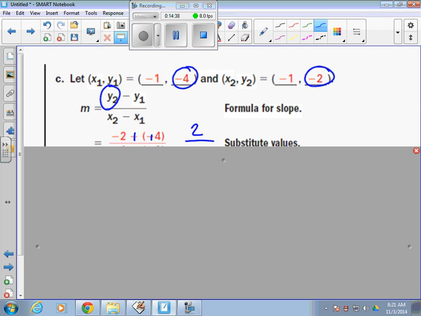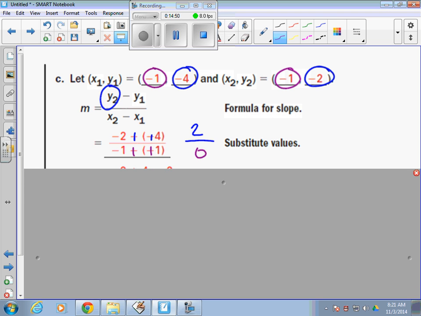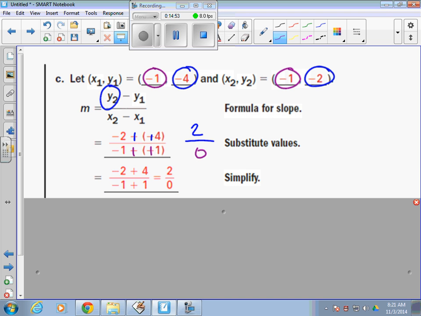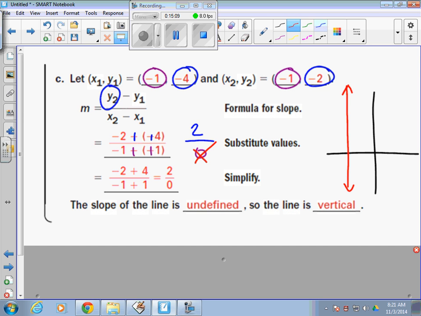Over x sub 2 is on the bottom. Negative 1 is first. Minus x sub 1 minus a negative means plus a positive. Negative 1 plus 1 we know is going to be 0. So what we have right now is 2 over 0. Remember, nothing can be written over 0 in a fraction. That's why this is undefined, or something that you would consider to have no slope. No slope is a vertical line, a line that looks like this, one going up and down. Because you can write an N with that one and make it say no slope.